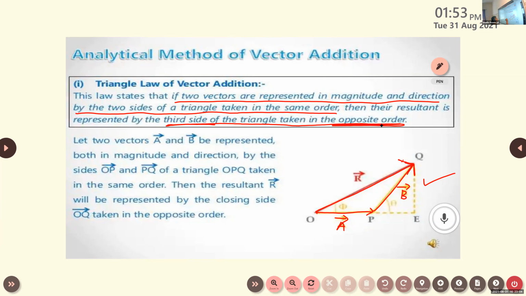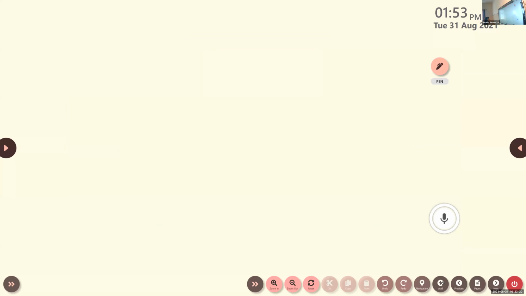So this is our triangle law. The resultant vector is represented by vector R. Vector R is equal to vector A plus vector B. So once again, I will explain the triangle law. Suppose you just consider we have two vectors. Instead of A and B, we can take it as vector P and vector Q.